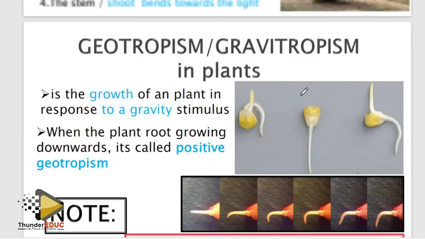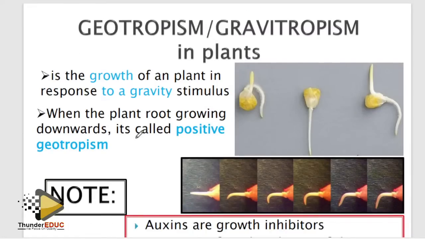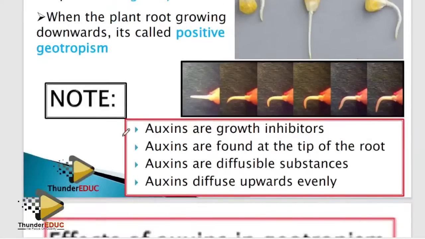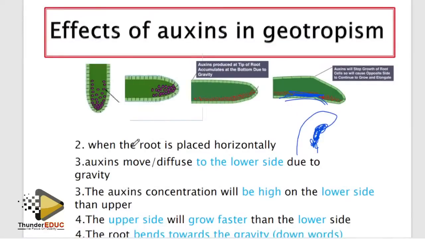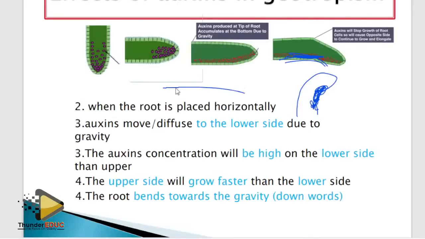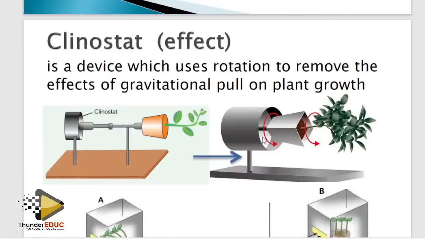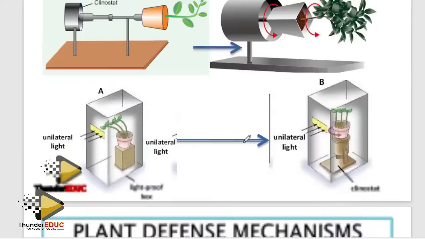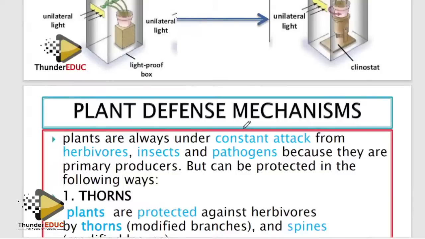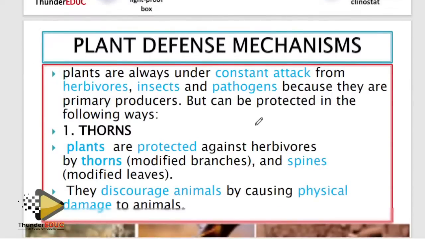And then the experiments. Know this for root and the shoot. A clinostat is an instrument which is used to remove the effect of gravity. So the plant will not bend, whether you put it upside down or whatever, it will not bend, it will grow straight. Why? Because the effect of auxin is being removed due to gravity. Plant mechanisms.